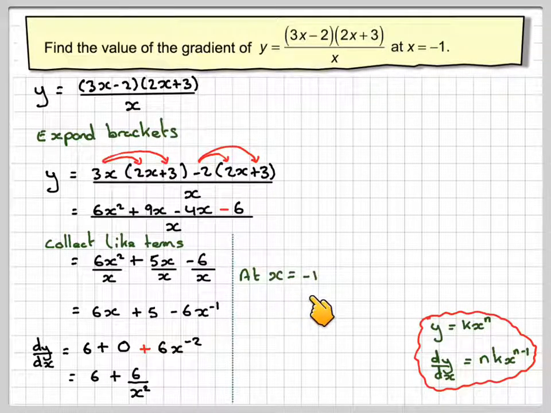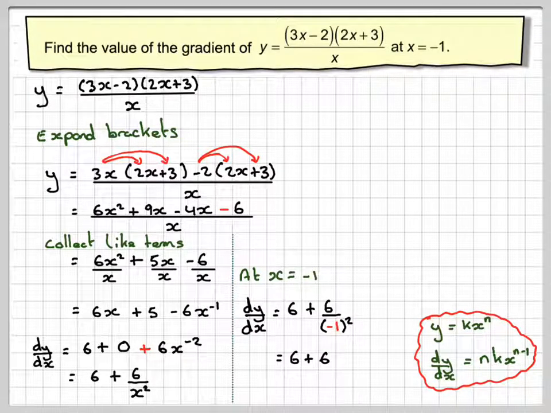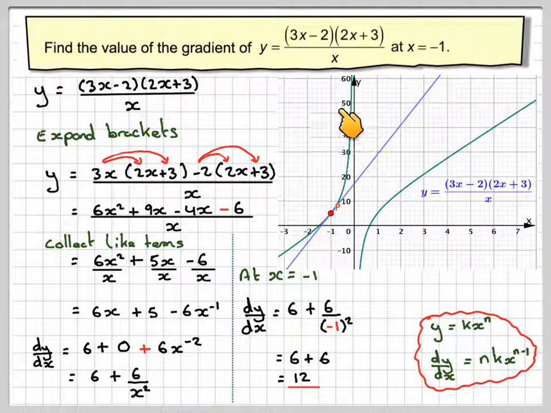At x is equal to minus 1, dy by dx becomes 12 times minus 1, plus 6 divided by minus 1 all squared, which gives me minus 12 plus 6. If we look at the graph of that, the green one is the graph of this function here. Here is x is equal to minus 1. Here is the tangent drawn at that particular point, and at that particular point the gradient of the tangent is given. You could probably just about work it out from the graph if you wanted to.